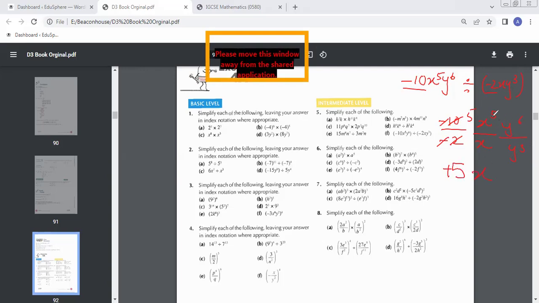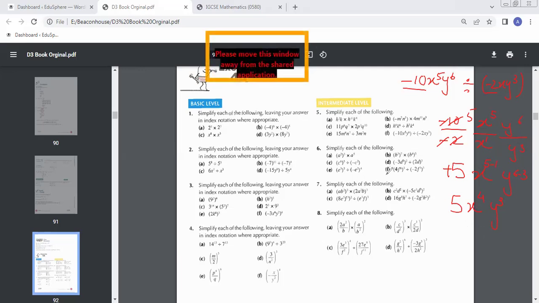Now we have x power 5, and since there is no power on the other x, it's actually 1. So we will write 5 minus 1 according to the law of indices, as we have already discussed, that when same bases are divided, the powers are subtracted. Similarly, the same bases are divided, so powers are subtracted. So we will get 5x power 4 y cube. So this is how we get the answer. I hope it is clear.